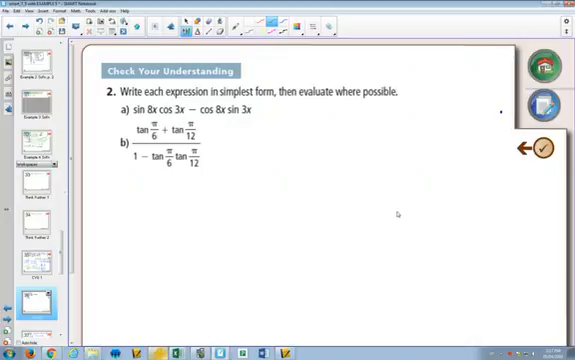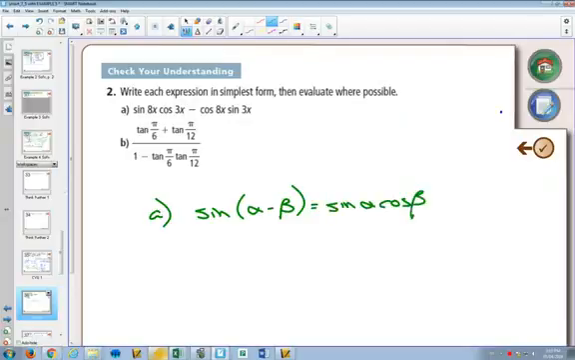So on your identities, with those formulas we just learned, did you have any that were sine cos minus cos sine? Yes, what was that one? So for part A, we might have seen in our formula sheet we had sine alpha minus beta is sine alpha cos beta minus cos alpha sine beta. Does that match up with what we have here?